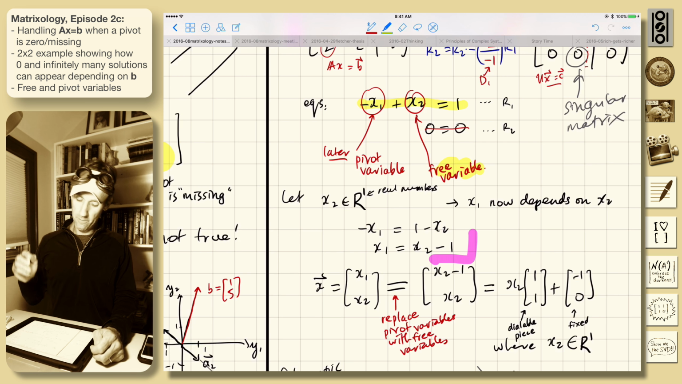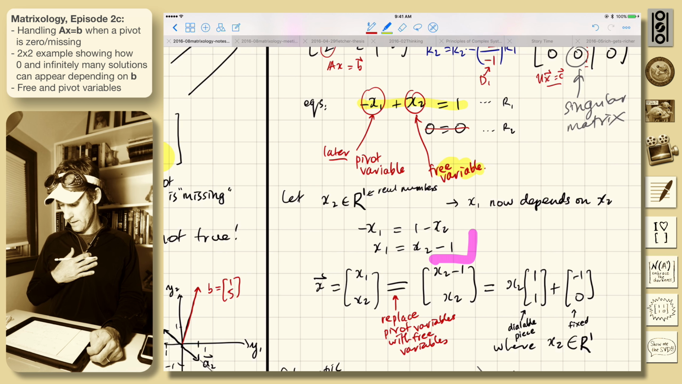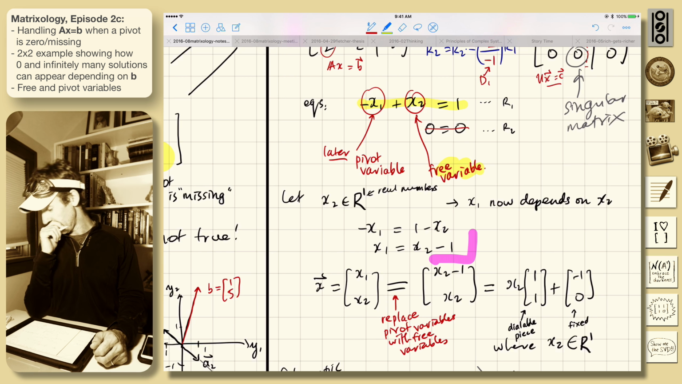And when we talk about free, what we mean is free in the sense of we allow it to be anything, right? So it's an independent variable. And then the pivot variable is dependent upon it.